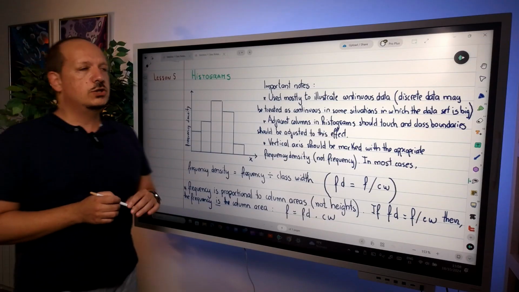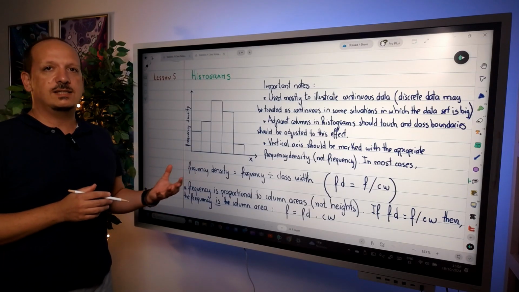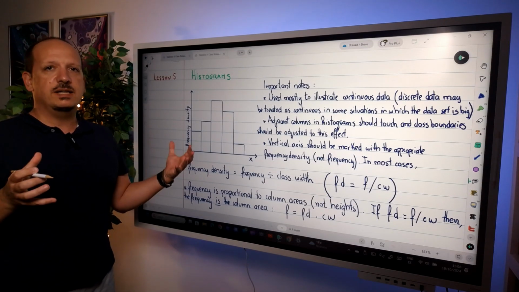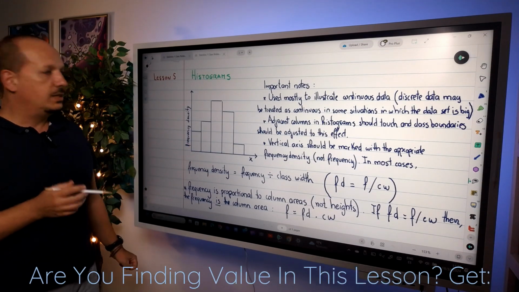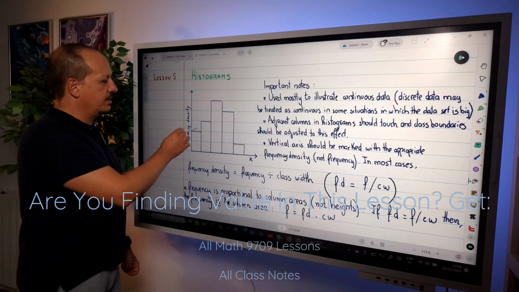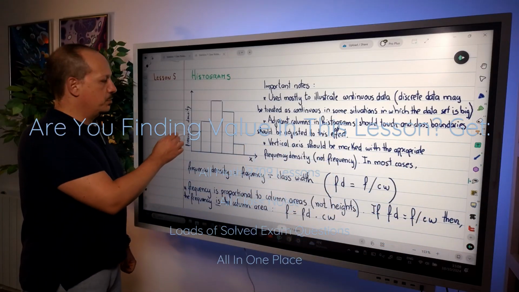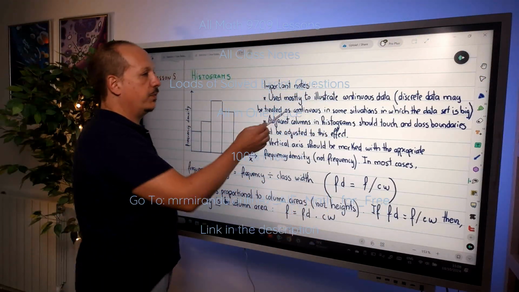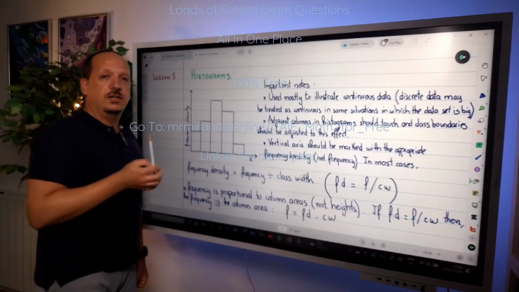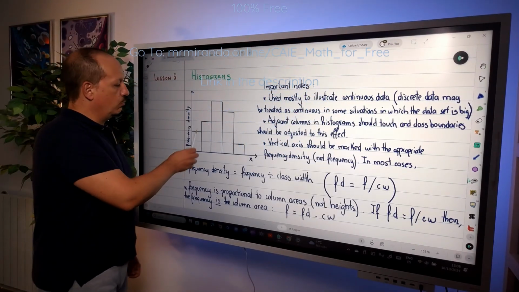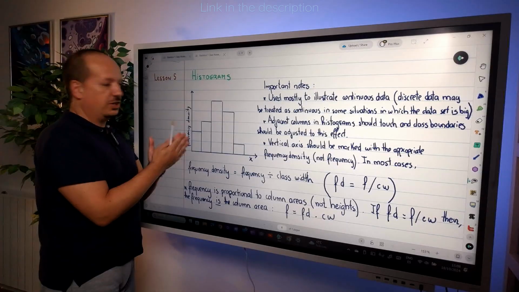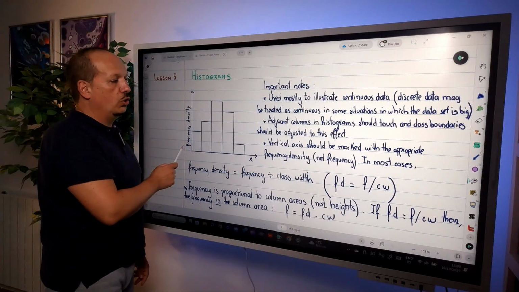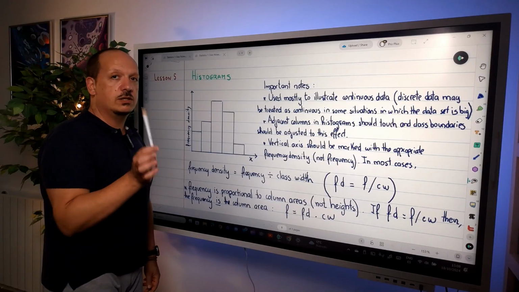It is used mostly to illustrate continuous data, although if you have discrete data that is very big in number, you can still use it. The key point is that adjacent columns in histograms must touch. So if the data set is big, they can work as actually touching each other. The vertical axis shows the frequency density and not the frequency.